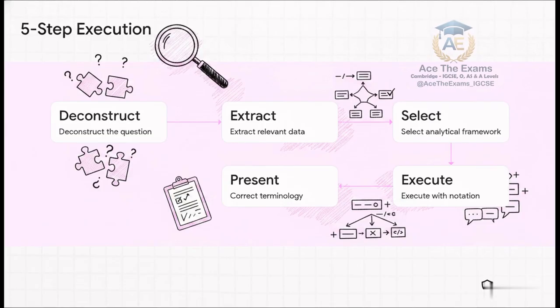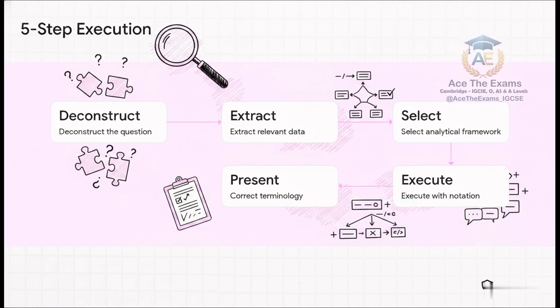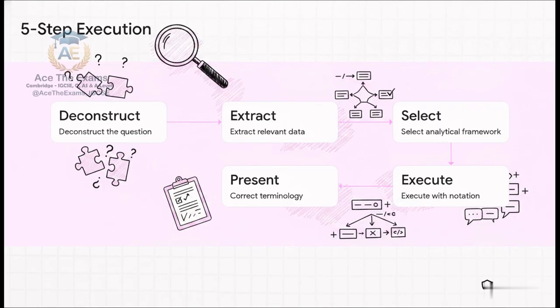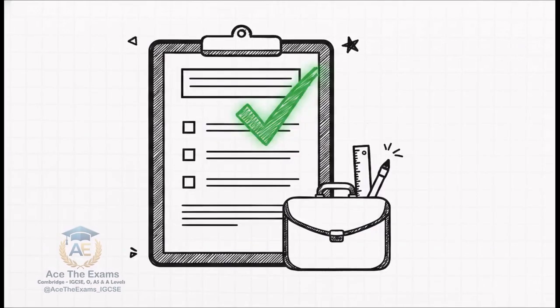Step 2. Extract relevant data from the prompt. Step 3. Select your analytical framework, like PEEL. Step 4. Execute with clear notation. And Step 5. Present with correct terminology. Examiners award marks for this systematic process. Showing your work logically scoops up method marks every single step of the way, even if your final conclusion is slightly off. But listen, your execution has to look the part.